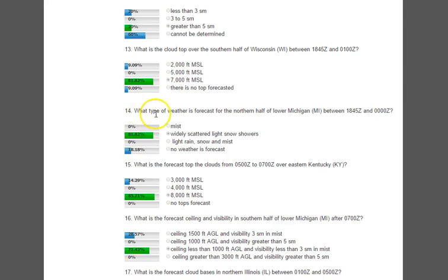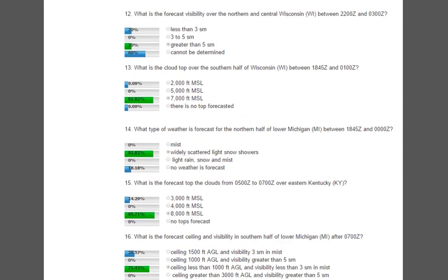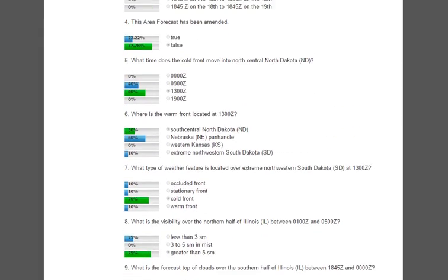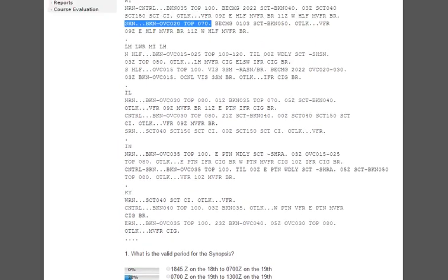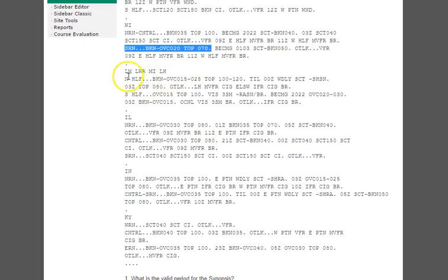Number 14, what type of weather is forecast for northern half of lower Michigan between 1845 and 0? So the northern half of lower Michigan. Okay, here we go. Northern half of lower Michigan. So here is Michigan, northern half of lower Michigan. There's your lower Michigan.